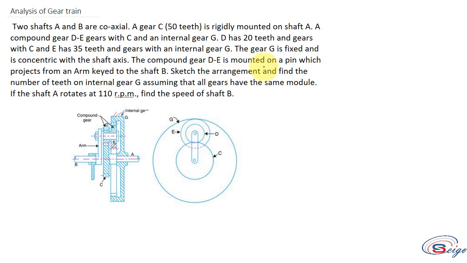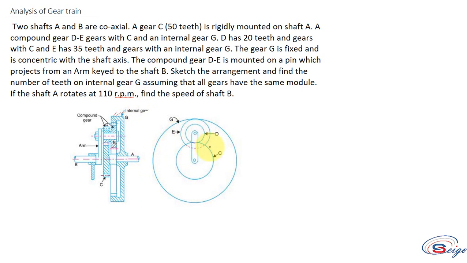The compound gear DE is mounted on a pin which projects from an arm keyed to the shaft B. So this is the shaft which holds the compound gear DE and it is pinned to an arm. So this is the arm and it is pinned to the shaft of DE. So the first question is, sketch the arrangement and find the number of teeth on the internal gear G. So this is the diagram and its side view is this. So the first question, we have to determine the number of teeth on the internal gear G.